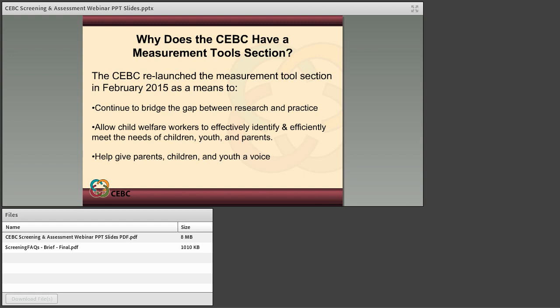Another reason for having a measurement tool section is because measurement allows child welfare workers to effectively identify and efficiently meet the needs of children, youth, and parents. Measurement data can be used to guide critical decisions and help the case planning process. Lastly, the measurement section supports child welfare agencies by giving children, parents, and youth a voice. Recall how Brent talked about the commonly used eyeball test, and think about how critical issues might be missed when we fail to use objective measures. Someone who appears to have good well-being might not necessarily be doing well in reality.